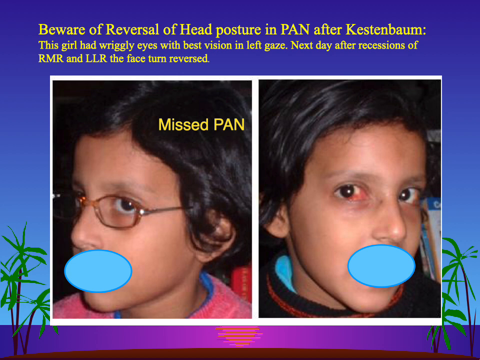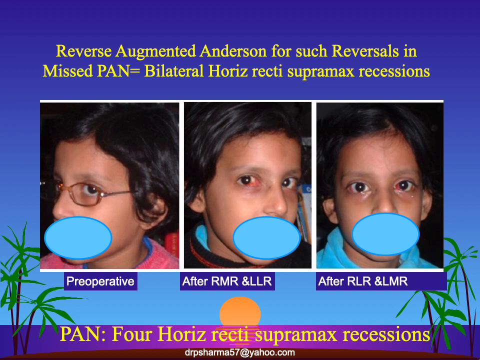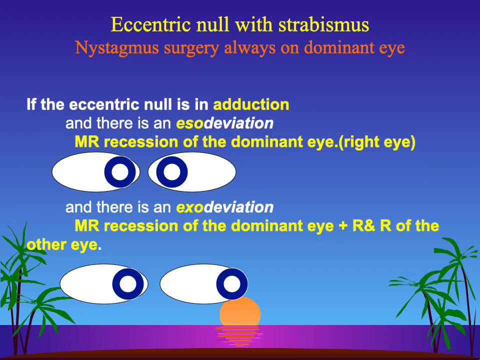One should be aware of the periodic alternating nystagmus, as if it is missed, we may have a surprise the other day of having the face turn shifted to the opposite side. But if you have done an augmented Anderson's procedure, you can easily do the other 2 opposite muscles and correct it, up to 4 horizontal supramaximal recessions.